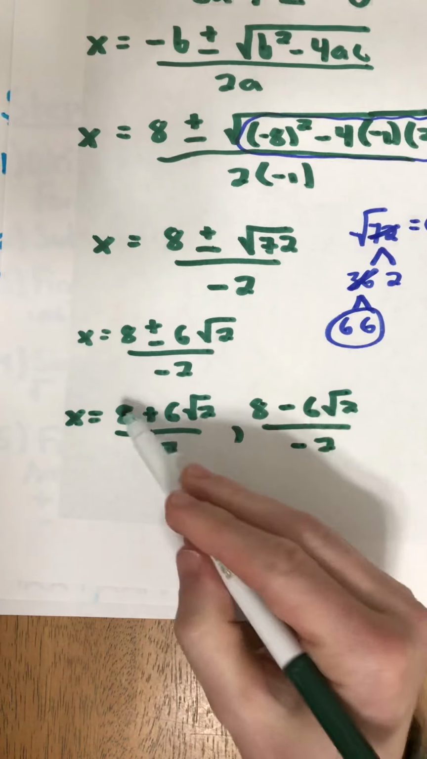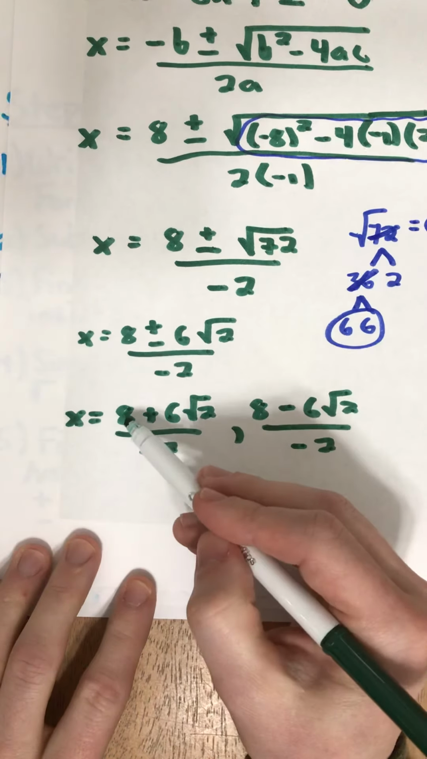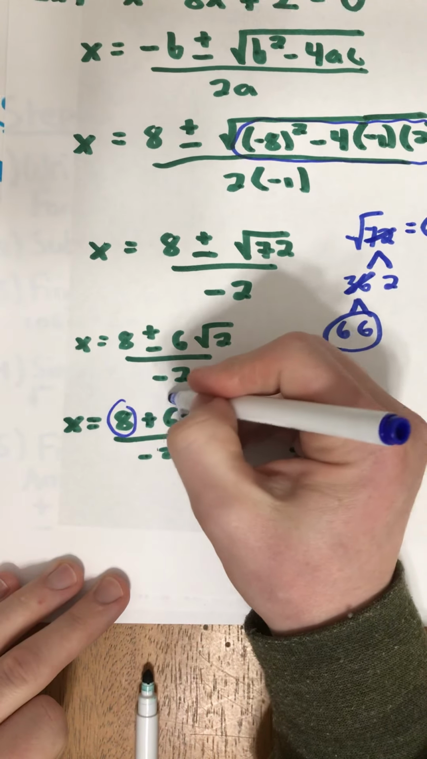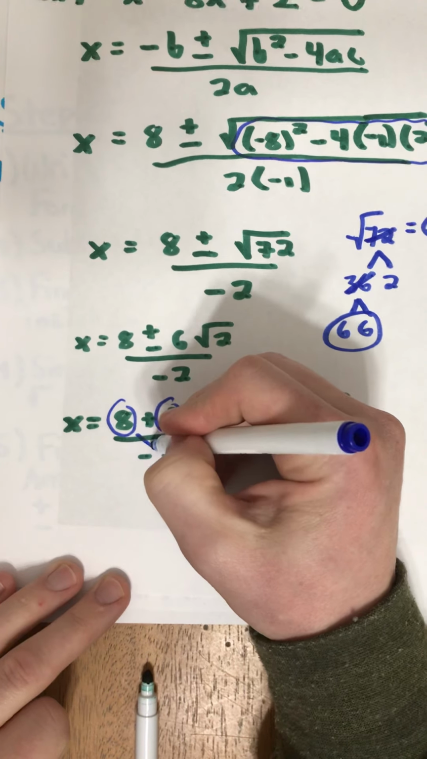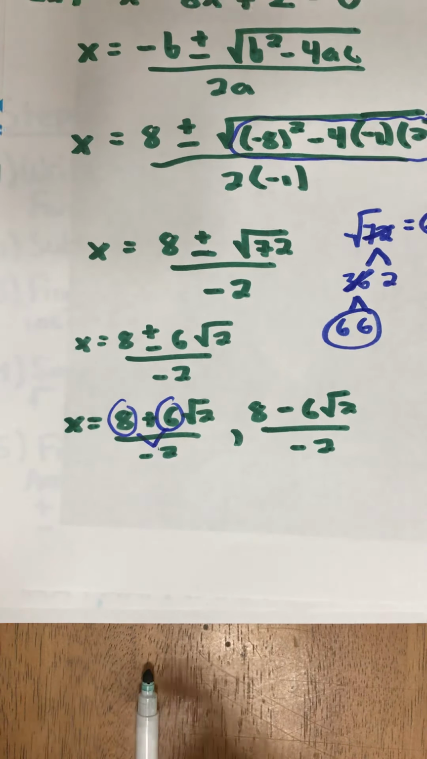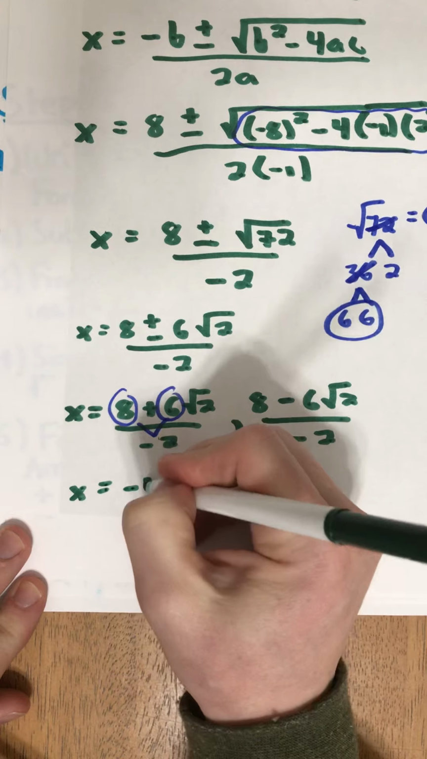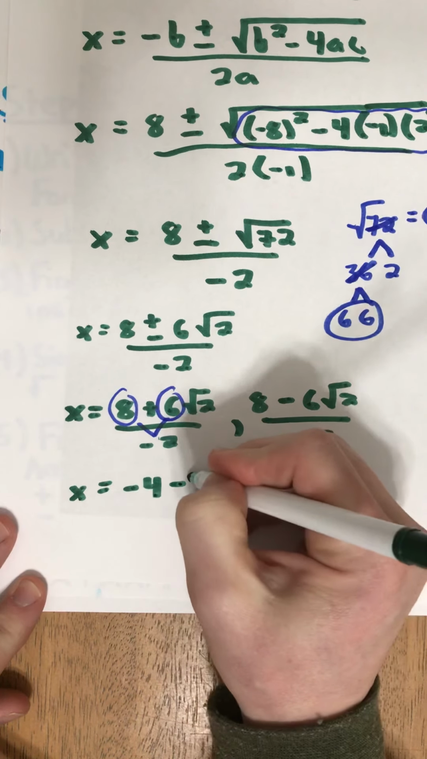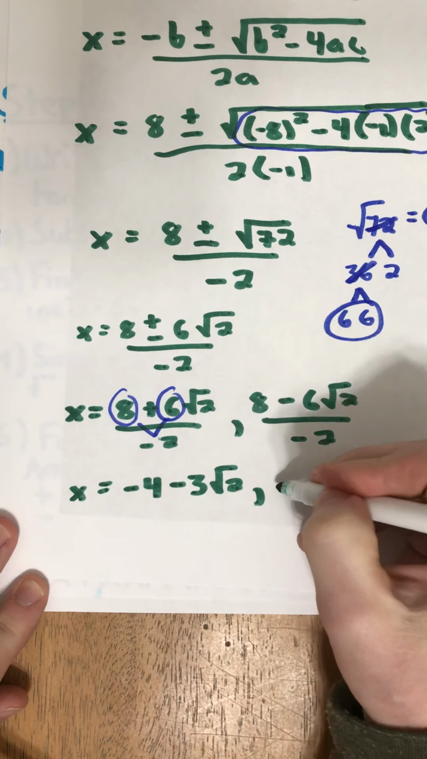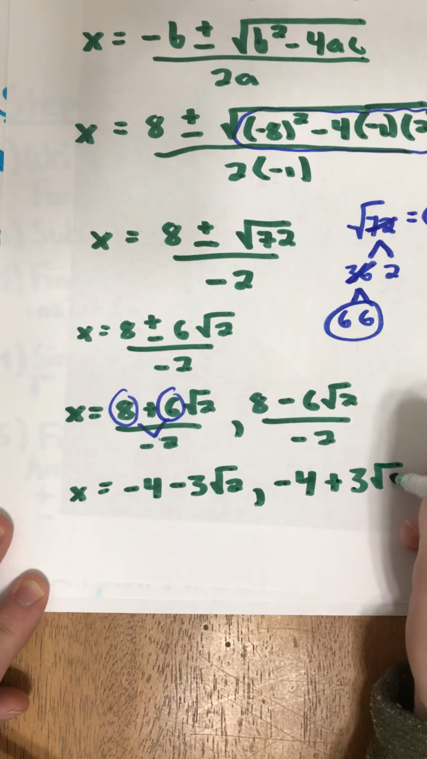Now, unfortunately, we can't quite leave it like this. What you want to do is divide both of these terms by the denominator if possible. So 8 and 6, we're going to divide both of them by this -2. And same thing over here. So what we're going to be left with is x equals -4 minus 3 radical 2. And then over here, I'm going to be left with -4 plus 3 radical 2.